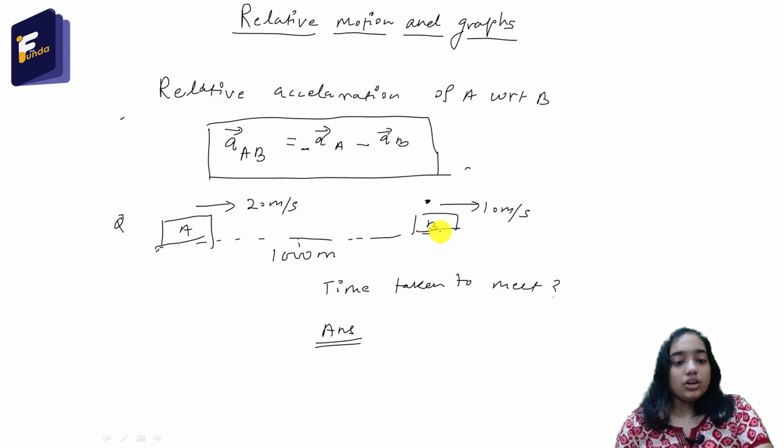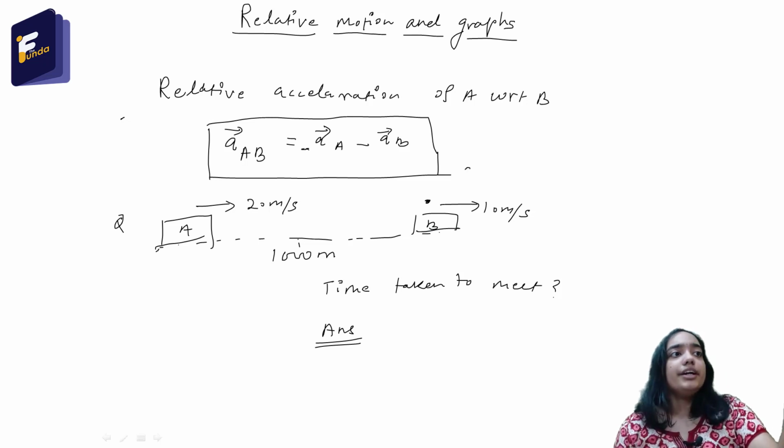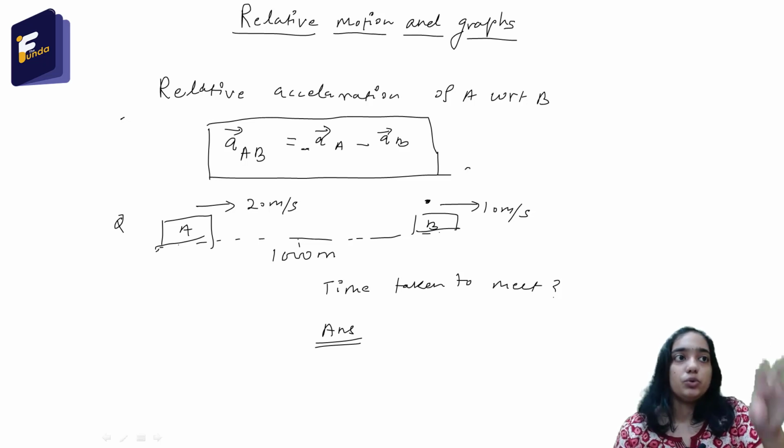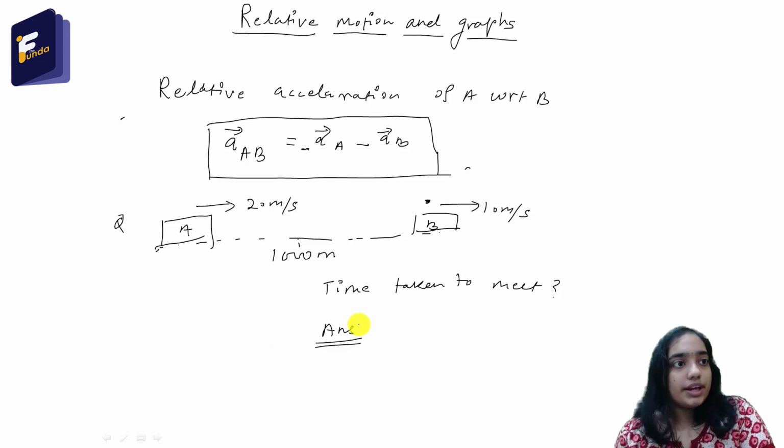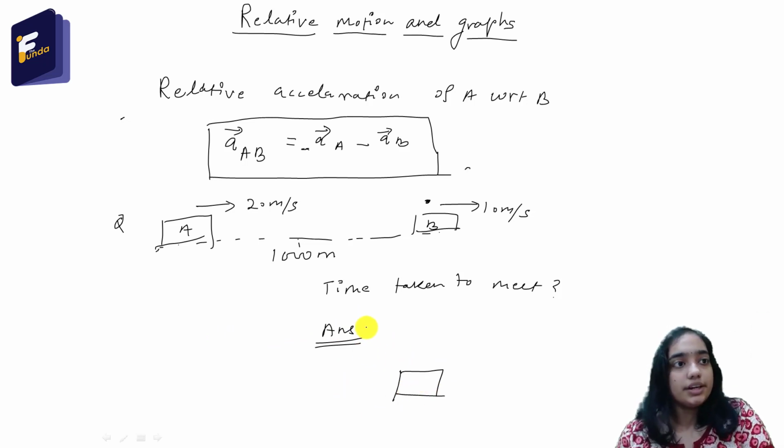Okay, so we will now reduce this question, that is, we will find the relative velocity of A with respect to B. For that, this new situation will arise: we will assume that B is at rest, because we are finding with respect to B. That is, we are seeing from B's point of view.